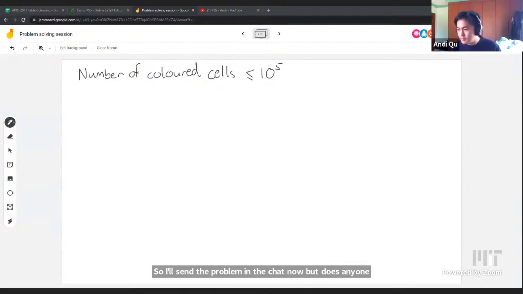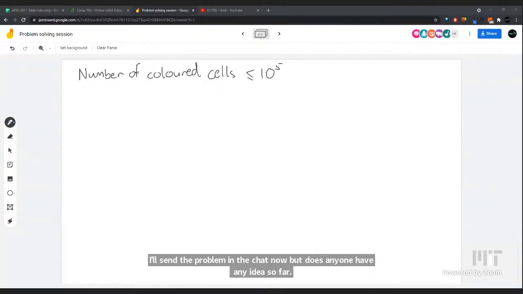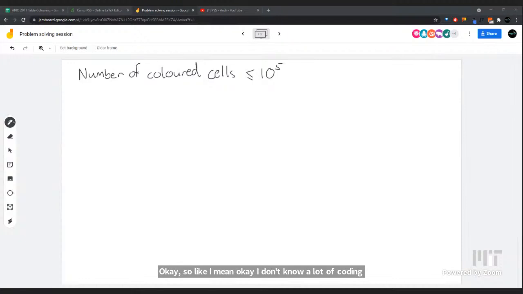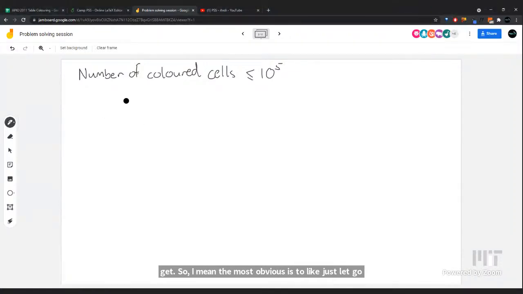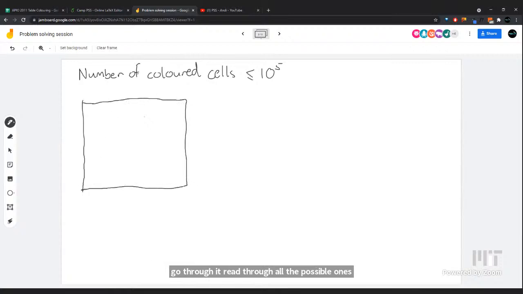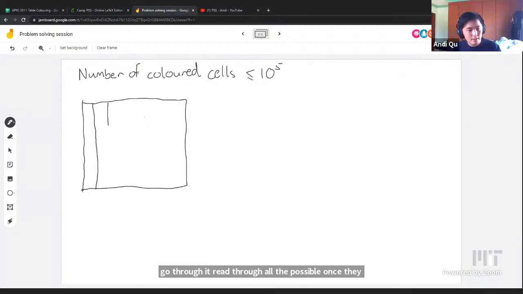Okay, I don't know a lot of coding, but I'll give whatever I can get. So the most obvious is to just go through each cell from the top and then go right, and then iterate through all the possible ones, go through one way and then iterate.